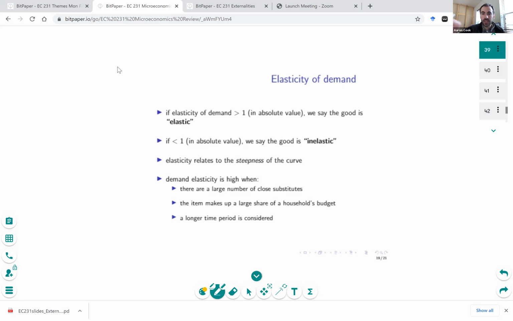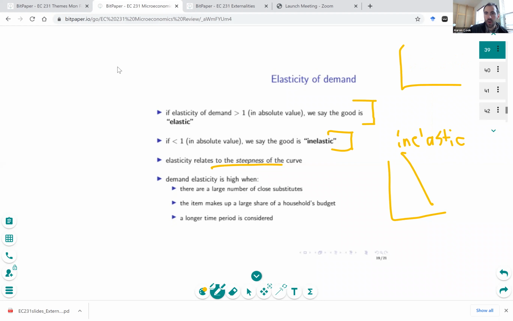we have demand elasticity. There's different ways of classifying goods according to how their demand elasticity is structured. Basically, demand elasticity just relates to the steepness of the curve. A steep demand curve is going to be inelastic, and a shallow demand curve is going to be elastic. Those are the elasticities with respect to the good's own price. Elasticity is going to be higher when there's a larger number of close substitutes.